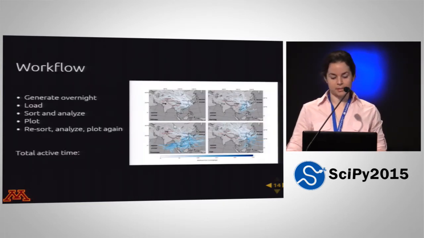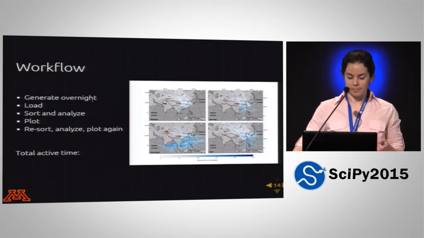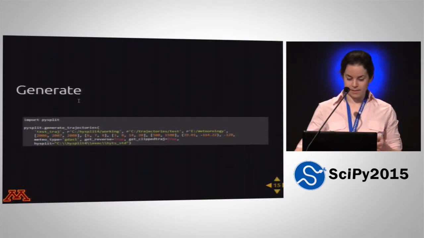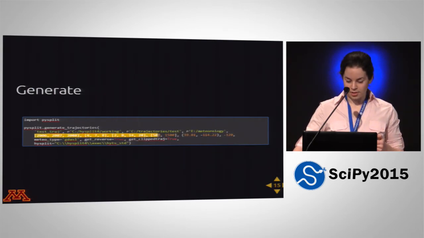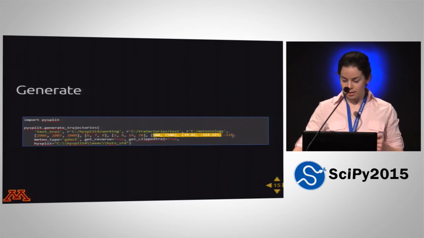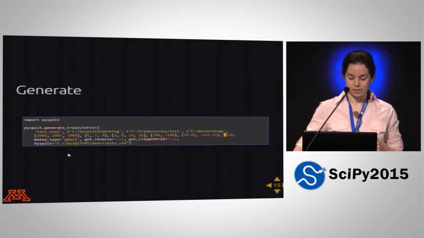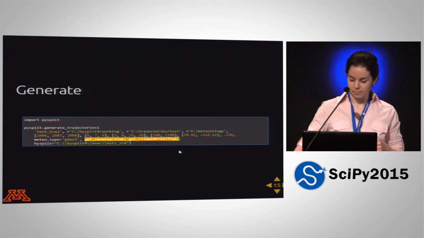And so now with PySPLIT, my workflow is more straightforward and more repeatable, and let's take a look at that. The first thing to do is to generate your trajectories. Basically, you give it the naming and directory information, the launch times and the launch locations, the duration and the direction of your trajectory simulations. And then there are a couple other keywords that trigger some special features.